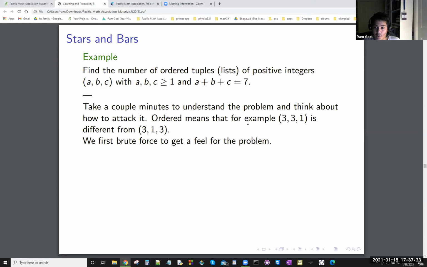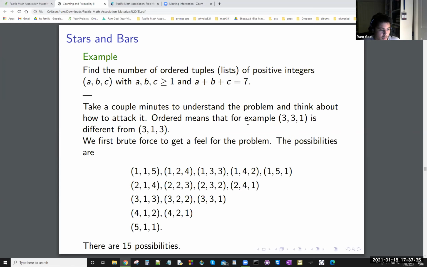Let me just show the brute force, actually. So we can start with, let's do casework on, again, the first element, all right? So if the first element's a 1, then it can be 1, 5, 2, 4, 3, 3, because the next two elements have to sum to 6. So 1, 5, 2, 4, 3, 3, 4, 2, or 5, 1.